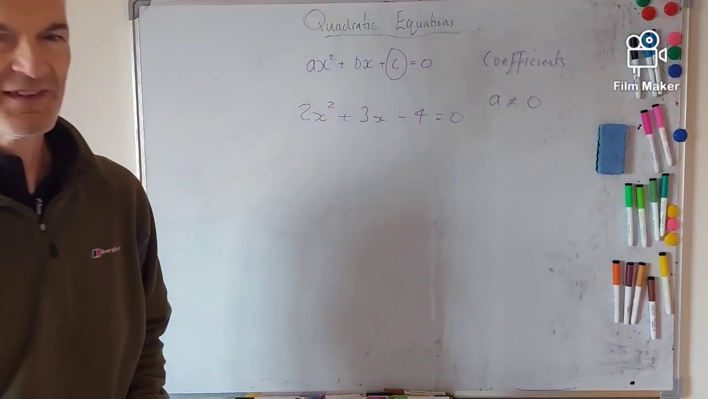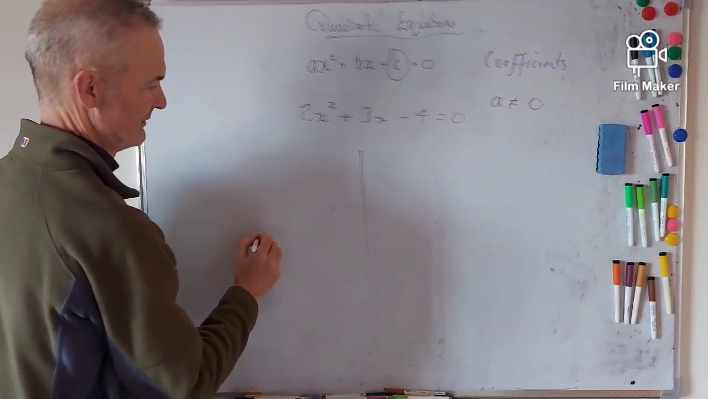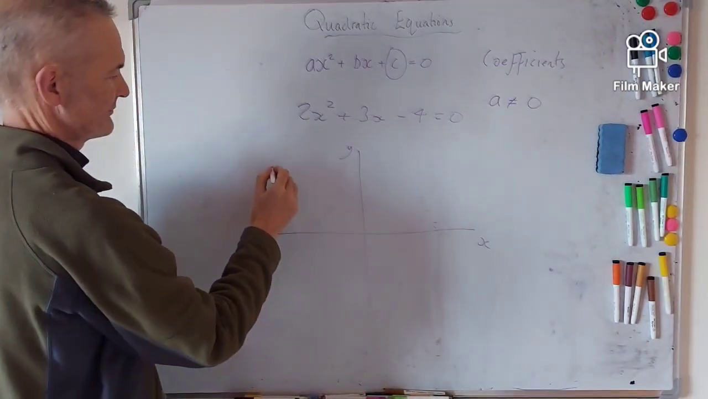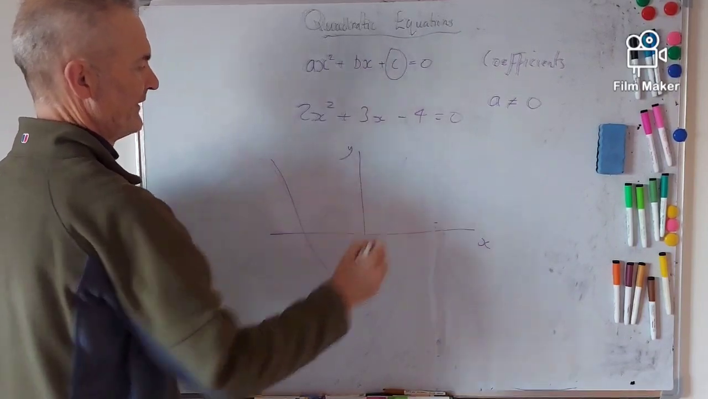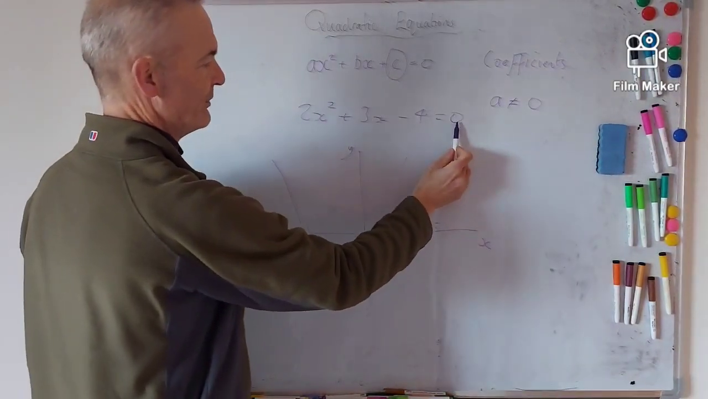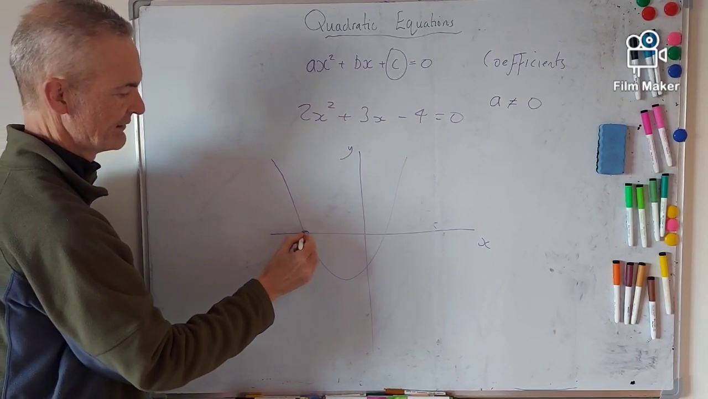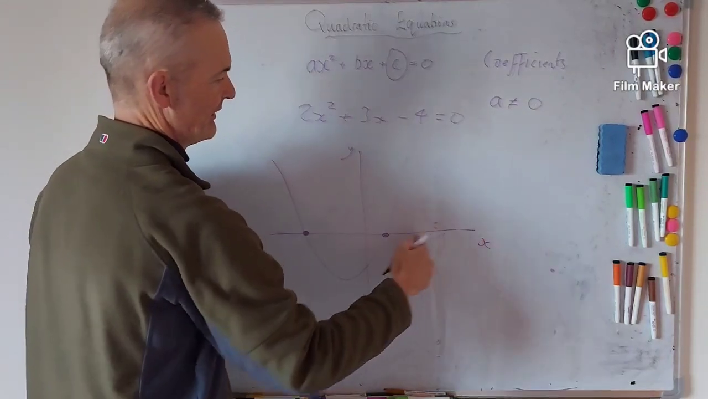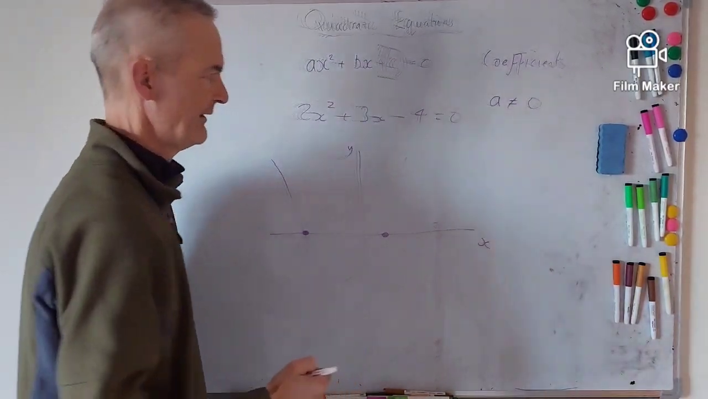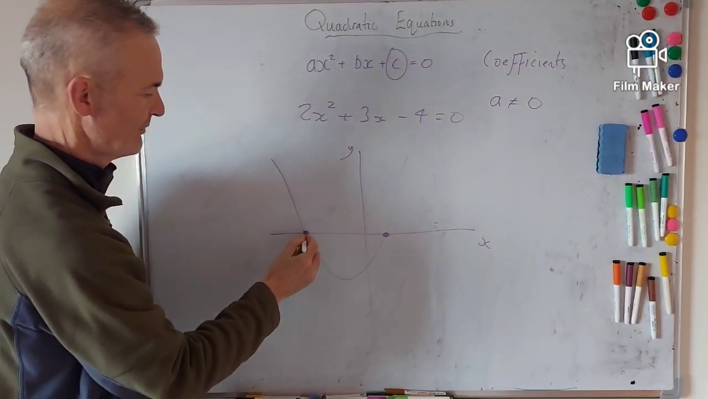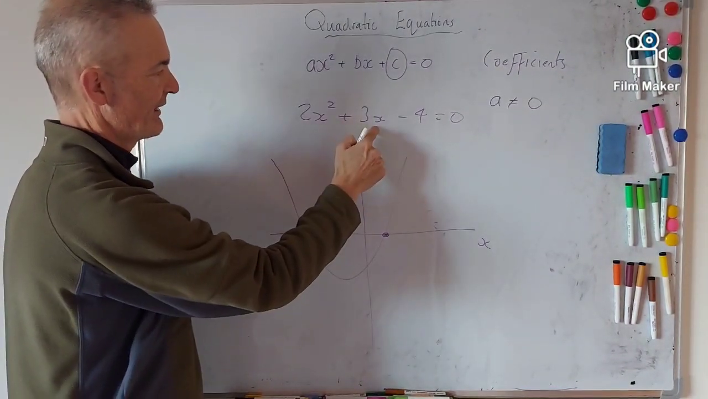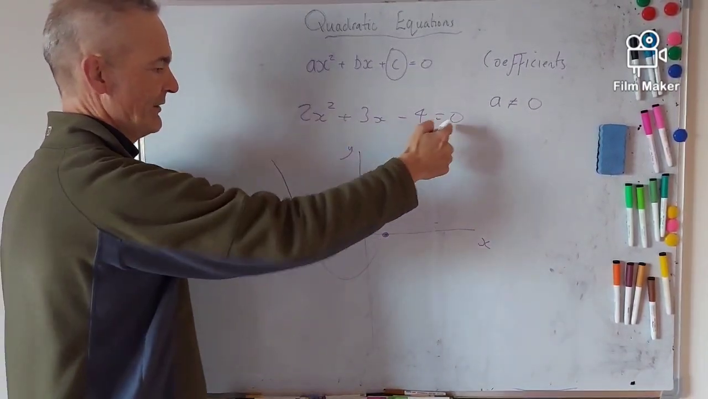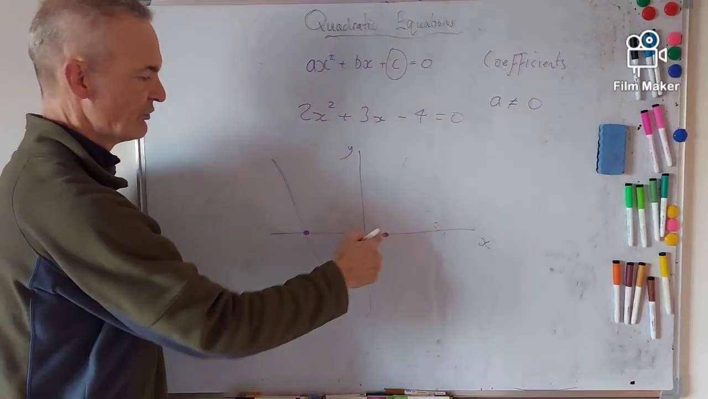So what does that mean? If we think about our curve, there's our quadratic, where it equals 0. Well, these are these points here. This is where y equals 0. So that's what we're trying to find: what values of x do we need to put in to give the y value of 0 here?